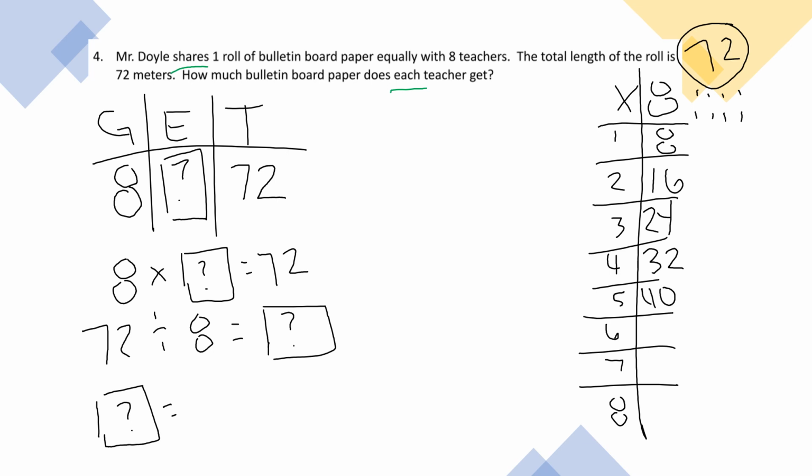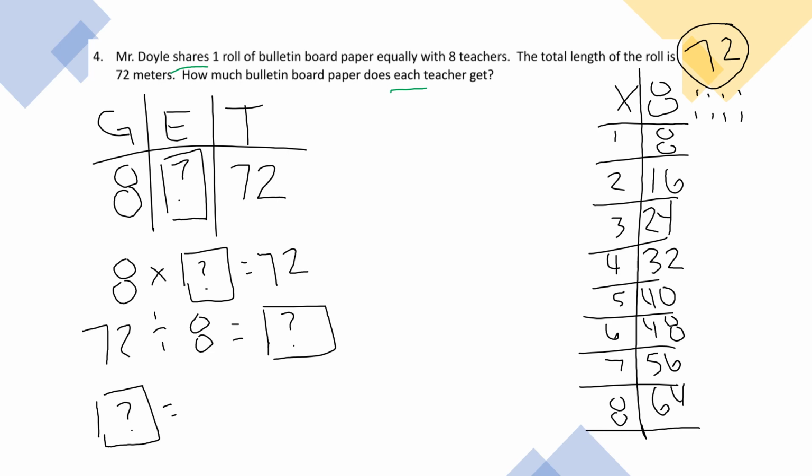6 times 8 is, say 40, use your counters. 41, 42, 43, 44, 45, 46, 47, 48. 7 times 8 is, you say 48, then use your counters. 49, 50, 51, 52, 53, 54, 55, 56. 8 times 8, use your counters. 56, 57, 58, 59, 60, 61, 62, 63, 64.